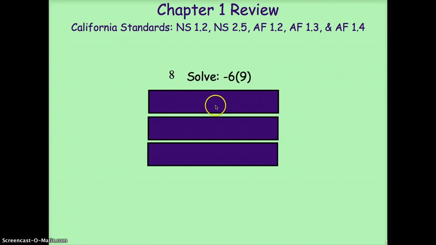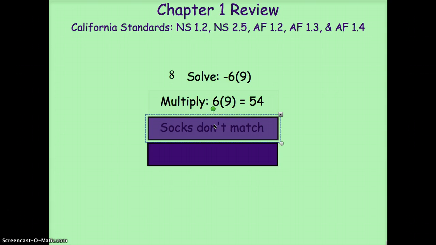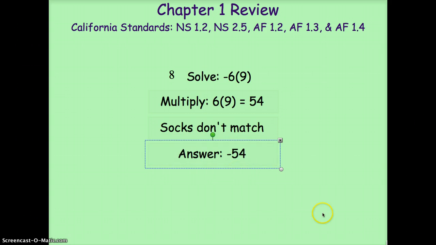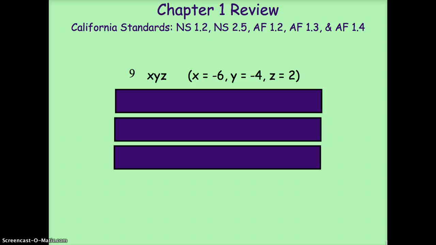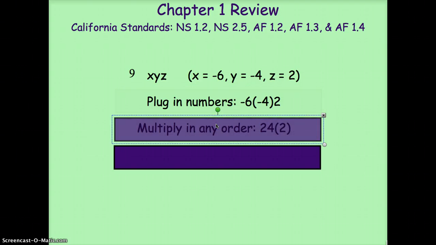Let's take a look. First, we need to multiply. Now, our socks do not match, so our answer is negative. Again, go ahead and solve, but notice what you have to do first. Okay, so hopefully you plugged in the numbers first, then you multiply.